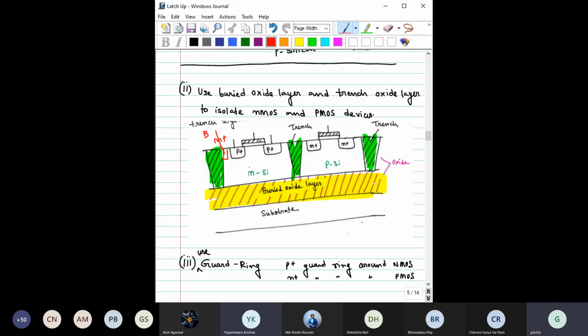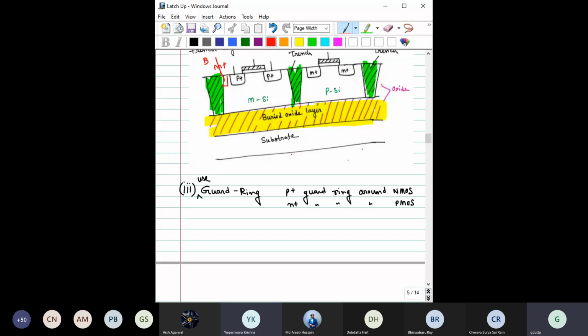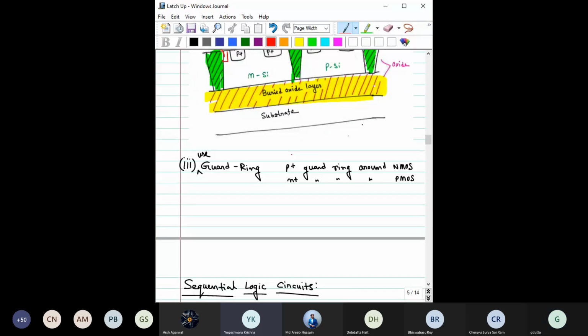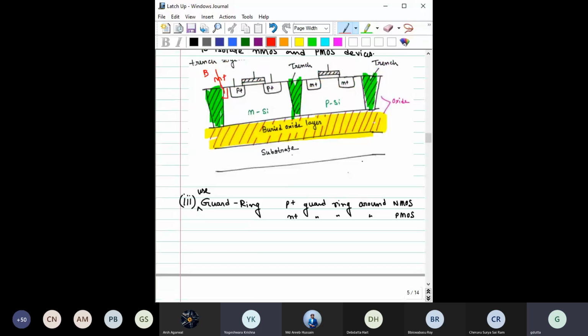For a parasitic bipolar junction transistor to come into the picture, you need NPN, 3 layers. So this is one technique. The other technique is the use of a guard ring.